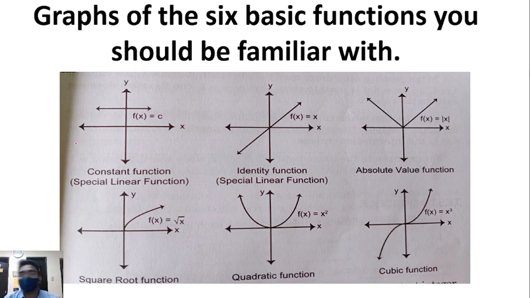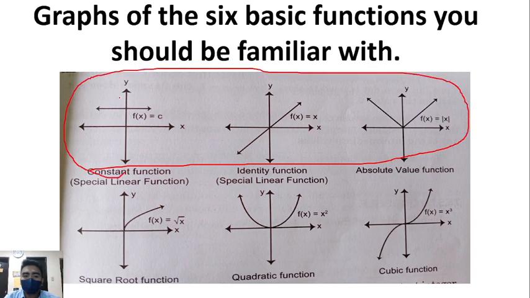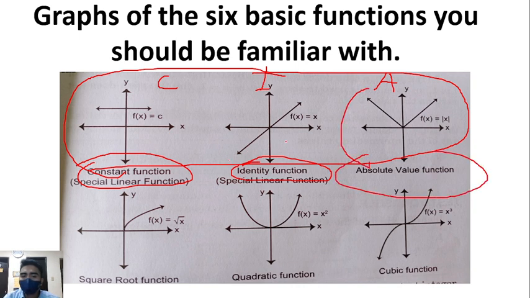First, I'm just going to give you quick initials in order for you to remember all those six functions. For the first three, always remember the initials C, I, then A. CIA. In some cases, you know what CIA is, right? But in these six basic functions, when we say C, it is our constant function. When we say I, it's our identity function. And when we say A, it's our absolute value function.